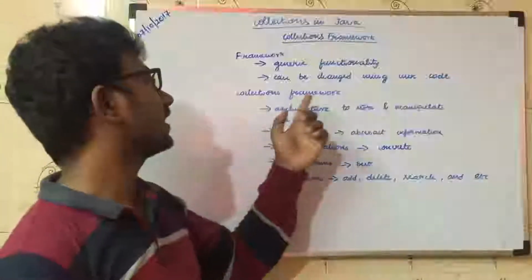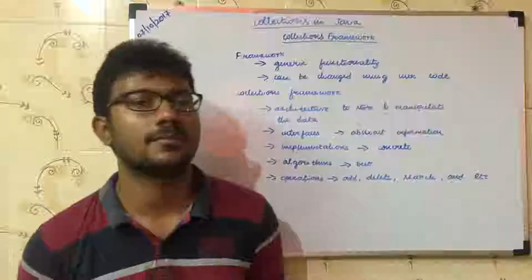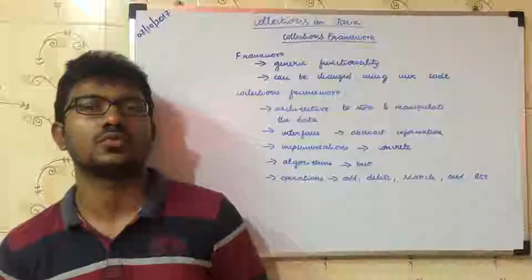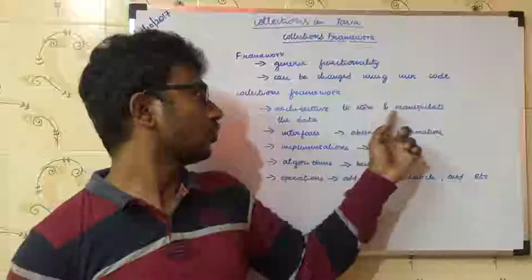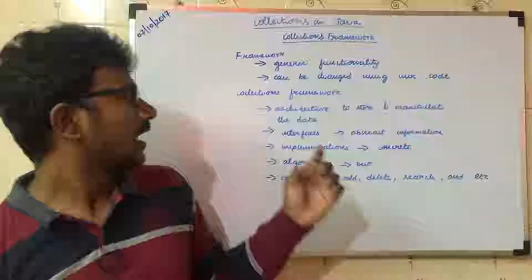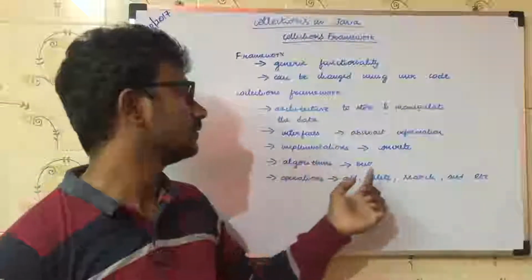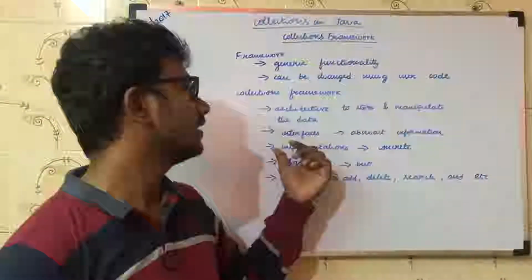So now we will see about the collection framework. Collections play a part in the data. It tries to handle a complete group of data. So this architecture stores and manipulates the data. And then it supports and contains various things like interfaces, implementations, and best algorithms, and it supports various operations.